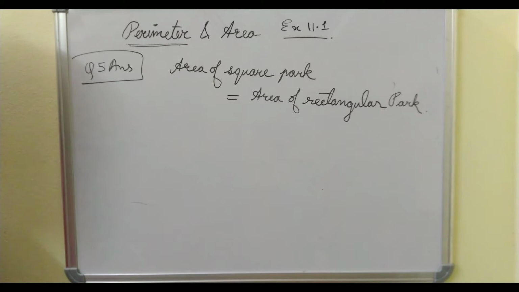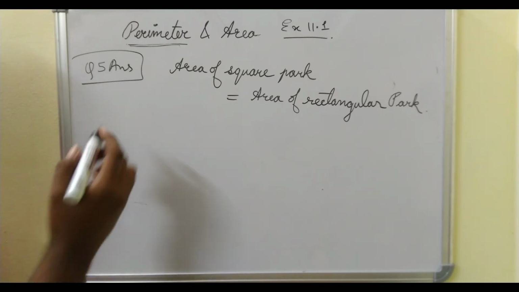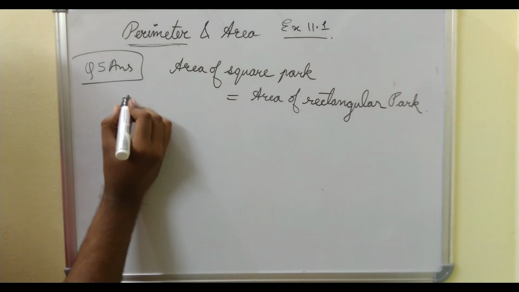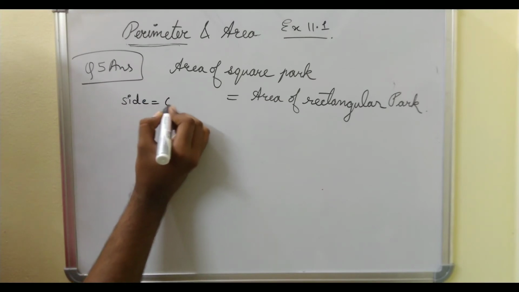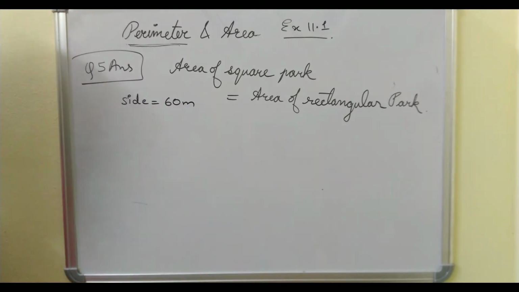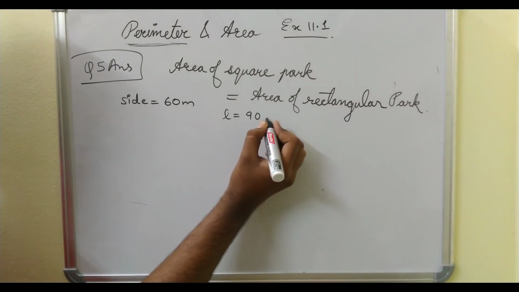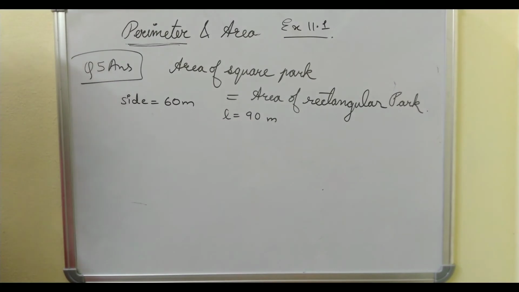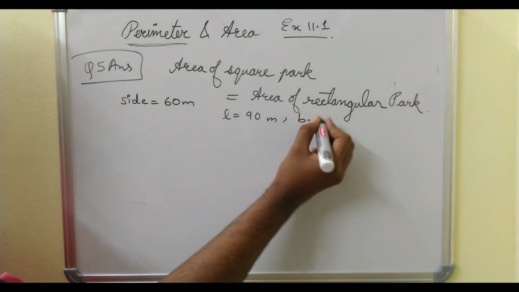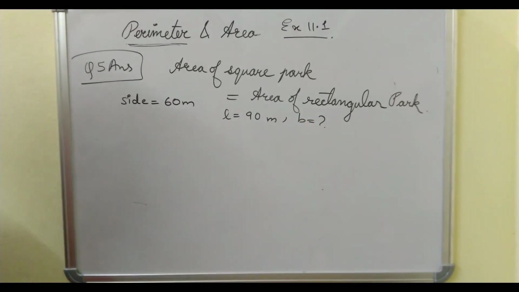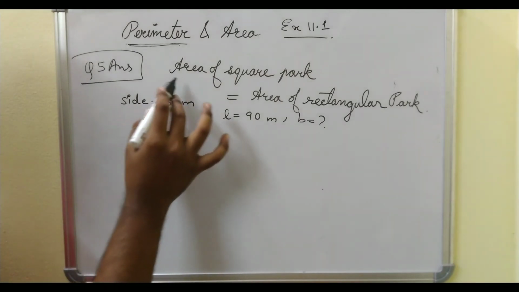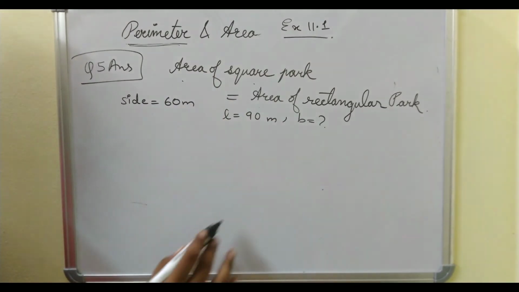If the side of the square park is 60 meter, the side of the square park is given, which is nothing but 60 meter. This is talking about square. And the length of the rectangular park is given as 90 meter. We have to find the breadth of the rectangular park. Now analyze here. Area of square park is equal to area of rectangular park.